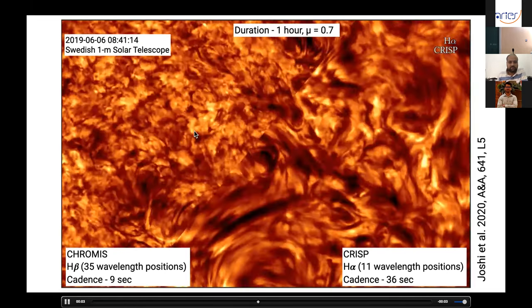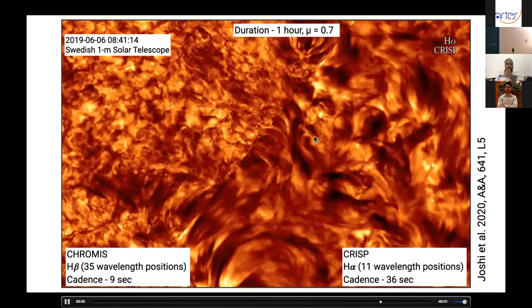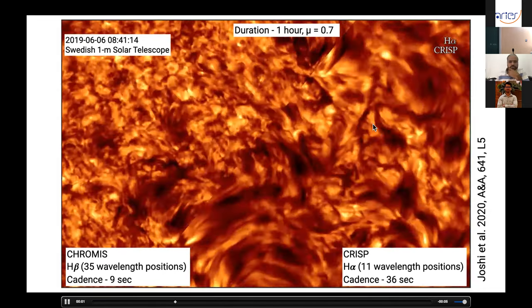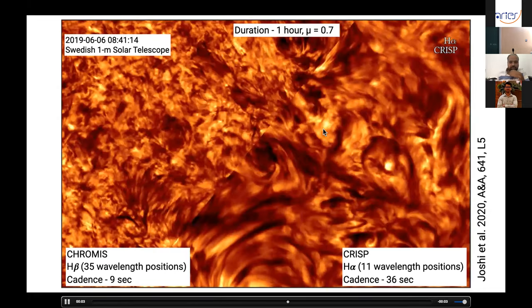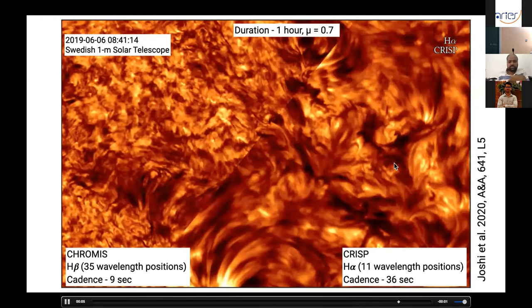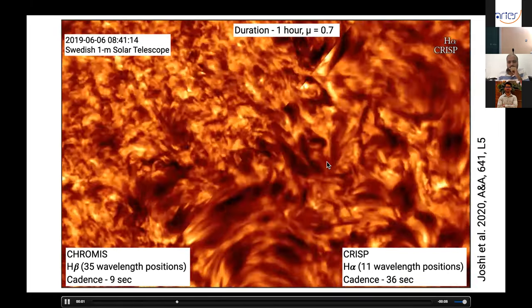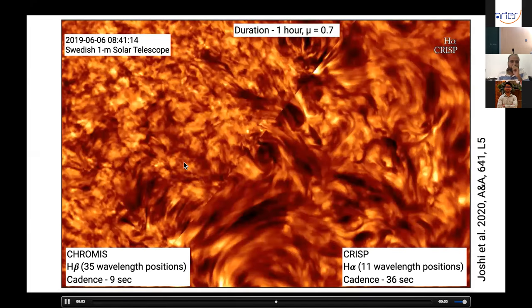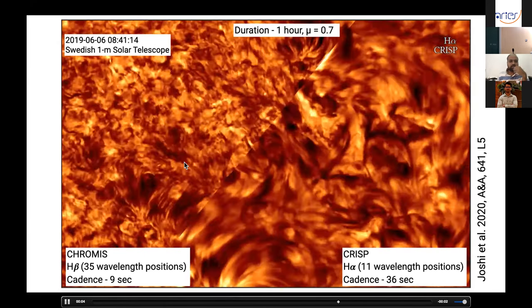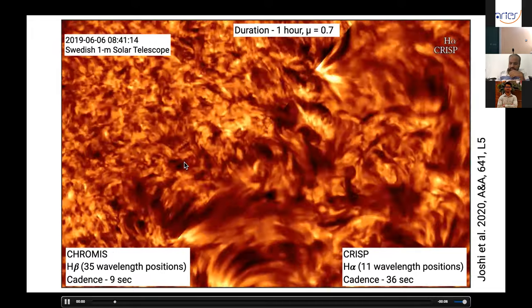So you see the dynamics, very good observation for 1 hour. And then you see all the chromospheric dynamics, actually. But there are some differences in the opacity. Thick fibrils are much thicker in H-alpha compared to what you see in H-beta. So there is a little less opacity in the H-beta line.